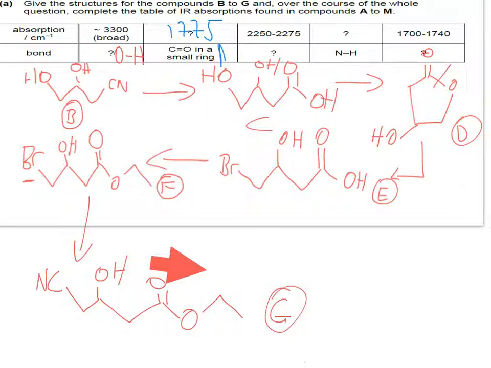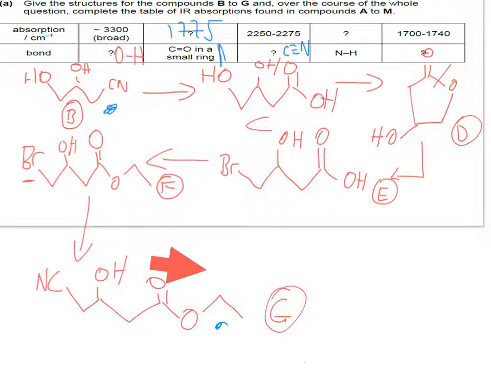2250 to 2275. Well, that actually crops up in G. It actually crops up in B as well. So hopefully, as you can see, we use it in this chemical and in this chemical down here. That means it will be a CN stretch. NH, we don't actually have any NH bonds in any of our molecules, so that must be used later on in the question, and we could come back to that, hopefully, if I remember.